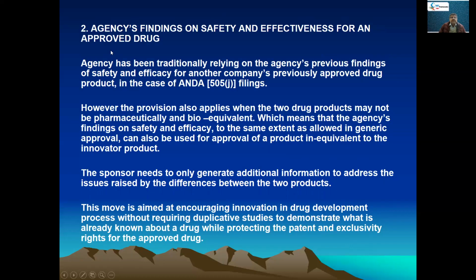The second way the information can be picked up for the 505(b)(2) application is agency's findings on safety and effectiveness for an already approved drug product, which means the US FDA has already approved a product and the data which was submitted to support that application has been picked up by the hybrid NDA applicant for justifying their application.